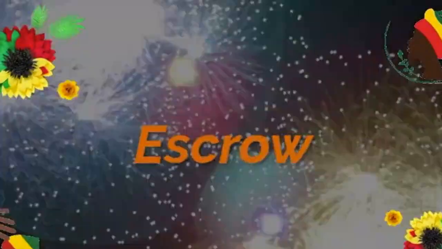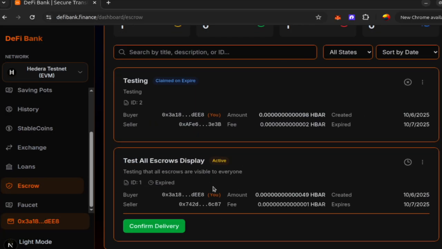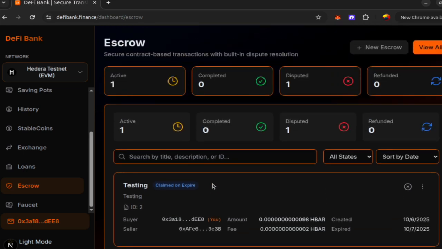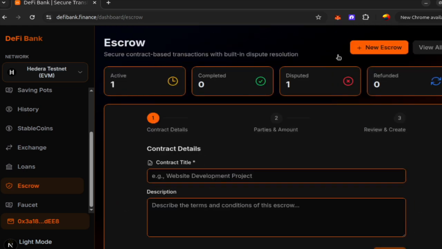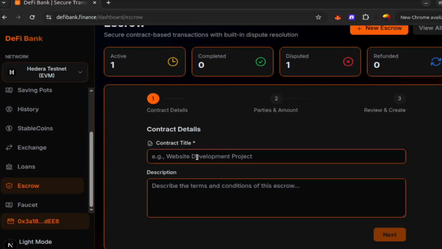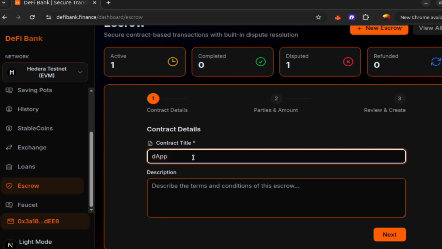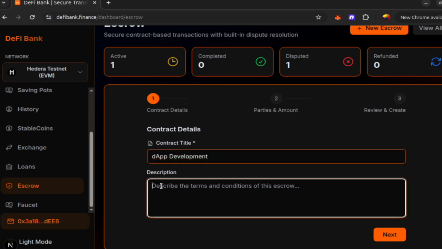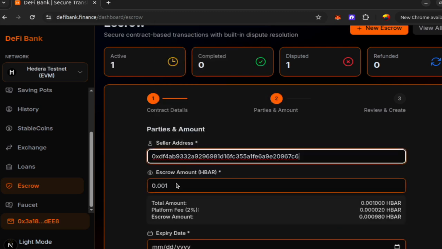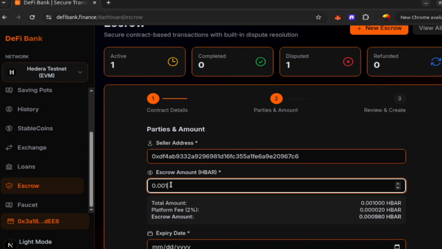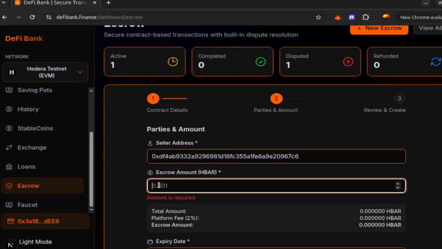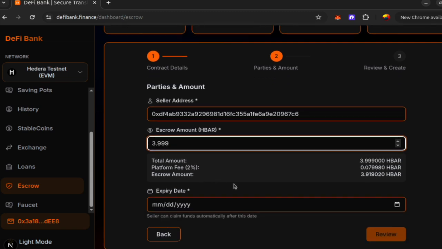Escrow, where we create security for two parties transacting but don't trust each other. Let's create one for DApp development. The escrow can be claimed upon a maturity date. It can also be refunded in case the seller has not delivered. In other words, both parties, the buyer and the seller of the service, are protected.